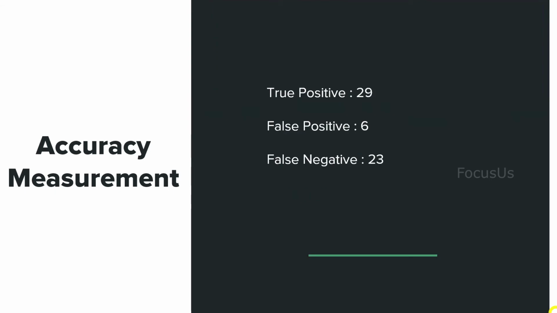To calculate things like precision, recall, and F-score, we need to know what true positive, false positive, and false negative are. True positives are those examples that were actually positive and were predicted as positive. That value in this heart disease prediction system is 29. False positives are those examples that were actually negative, but our model predicted them as positive. So false positive in our model was 6, and false negatives are those examples that were actually positive but our model predicted them as negative. So that value is 23.